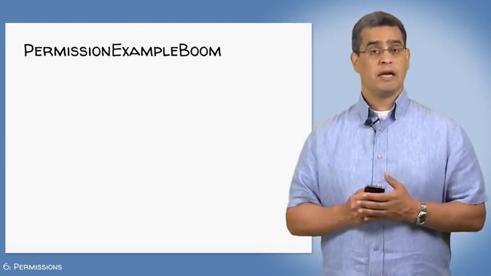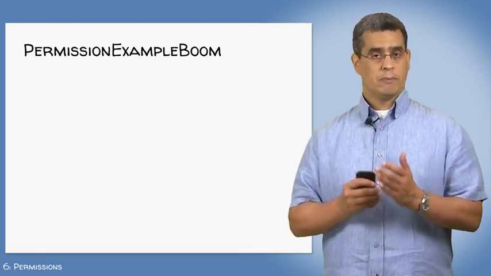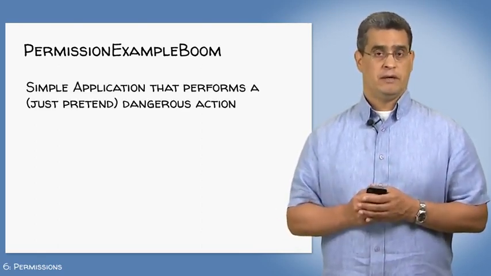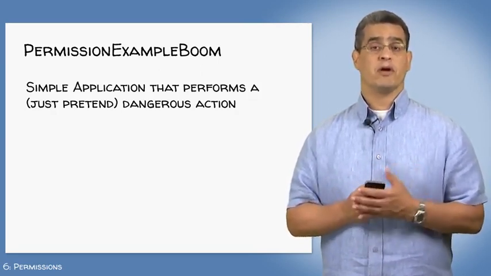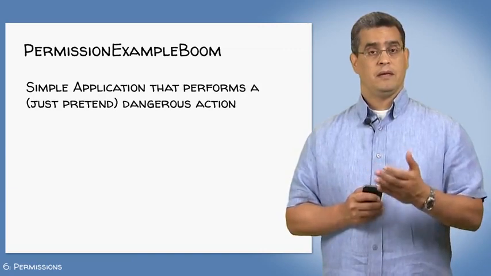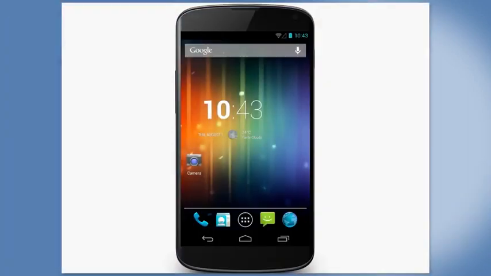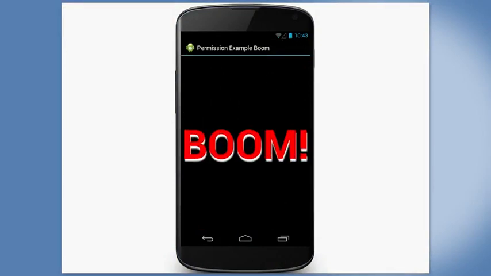So here's a simple application called Permission Example Boom. Now we're going to pretend that it performs some kind of dangerous action. In real life, that might be something like formatting your external memory card. Now let's take a look at this application in action. Here's my device. And now I'll launch the Permission Example Boom application. And boom goes the dynamite.